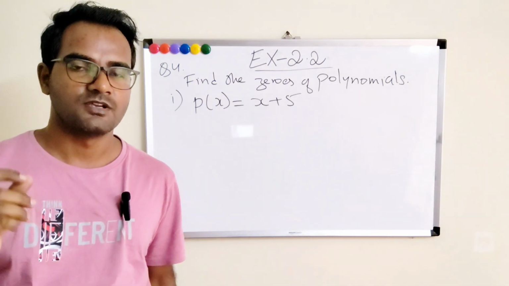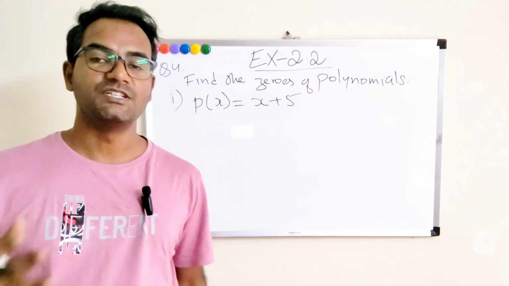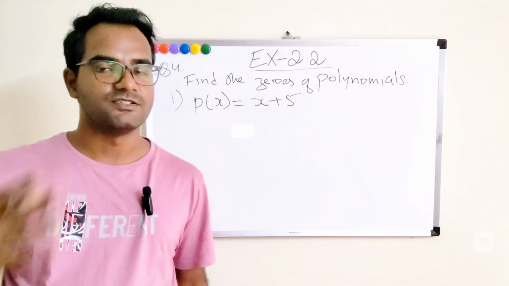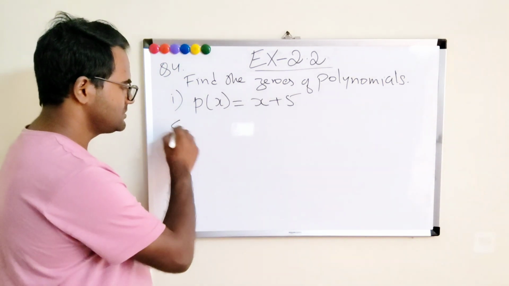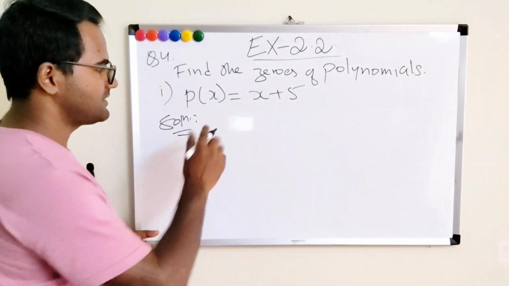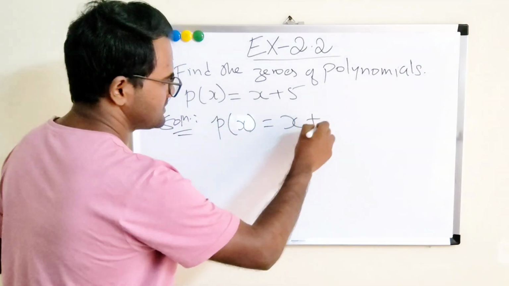Now we have come to the last part of exercise 2.2, that is question number 4. So question number 4, sub-question 1 we have here. We are going to solve that, but you need to know what we have to do here. We are going to find again the zeros of the given polynomial. So how do we do it? Let's see. First of all, we write the solution here, then p of x equals x plus 5, right?